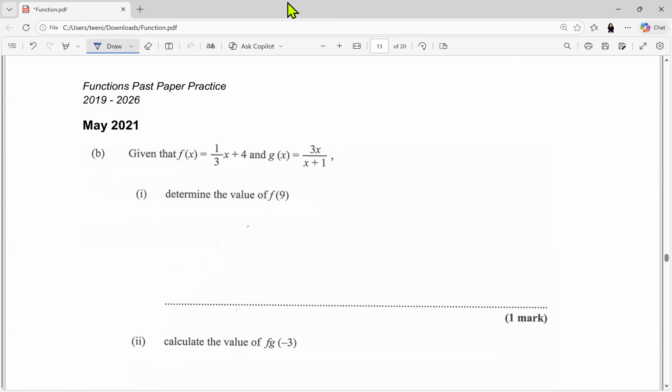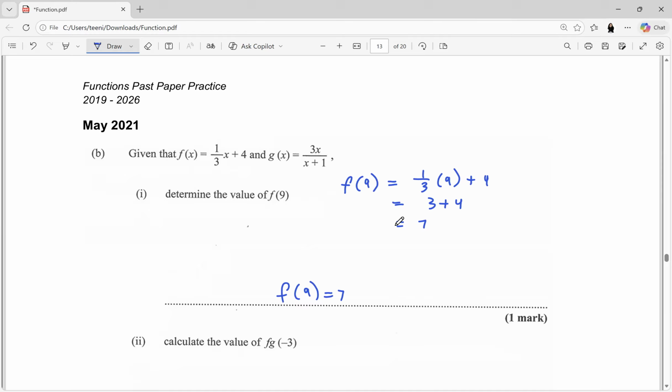Thank you for staying. Given that f of x is equal to 1/3 x plus 4, and g of x is 3x over x plus 1, determine the value of f of 9. So let's substitute 9 into the function f of x. That would be 1/3 times 9 plus 4. 1/3 of 9 is 3. 3 plus 4 is 7. So f of 9 is equal to 7. Let me just double check it on my calculator. 1/3 times 9 plus 4 is 7.